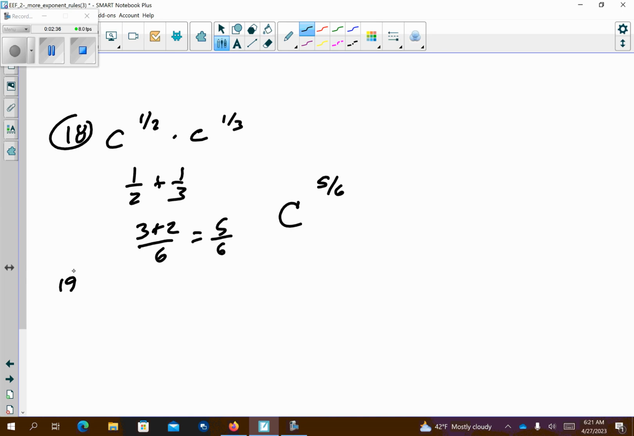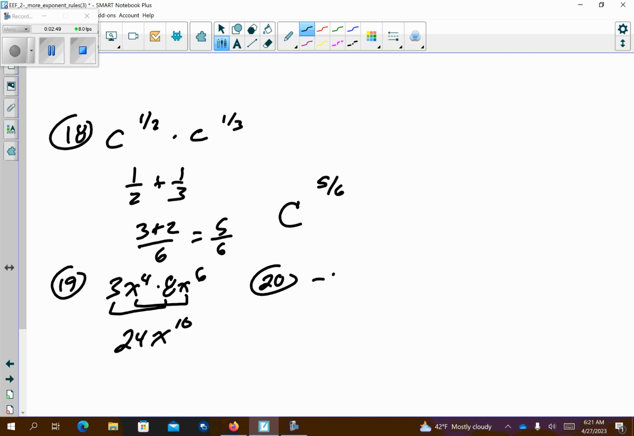Number 19, I have 3x to the fourth times 8x to the sixth. Multiply the outside numbers, that gives me 24. Like bases, add the exponents, x to the 10th. Number 20, we get negative 3x to the 11th times 4x to the 15th. So if we multiply the outside, I'm going to get negative 12. Add the exponents, so 11 plus 15 is 26, so negative 12x to the 26th.